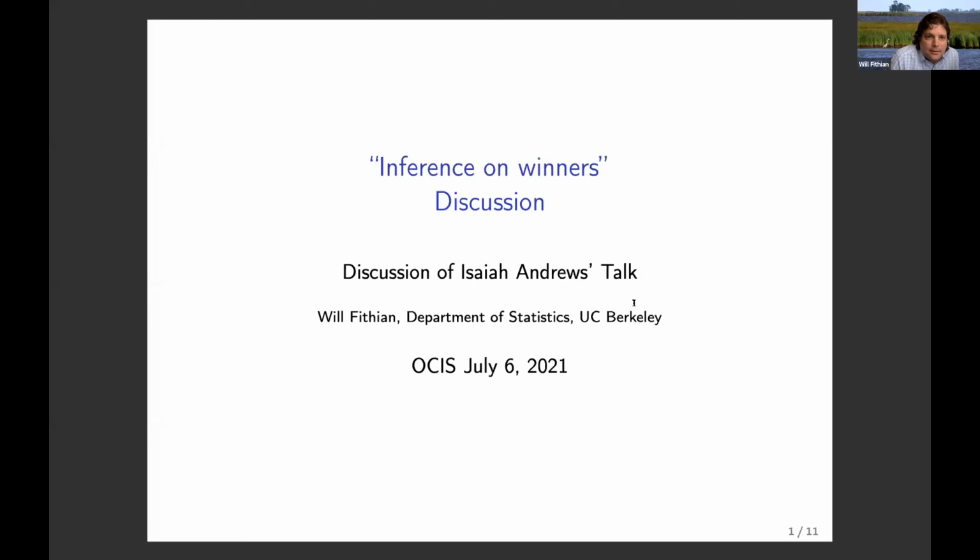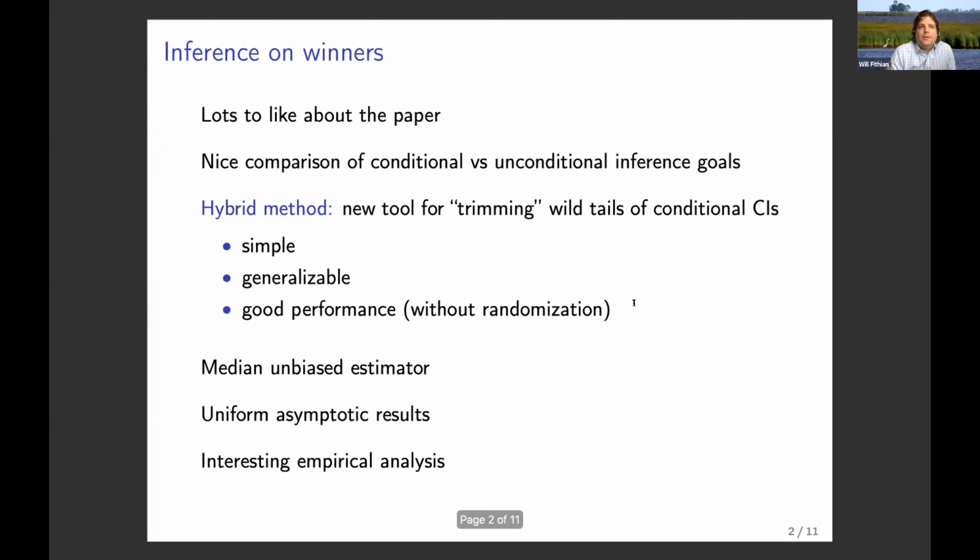So I'm Will Fithian. There's a lot to like about the paper and the talk. I really enjoyed reading it. One thing I think sometimes we don't spend enough time talking about in statistics is the difference between these different goals. And I really like the discussion of conditional versus unconditional inference goals, although I'm not sure that it left me any less confused about which I should use. I don't mean that as an insult. I'm not sure that it's possible to make me less confused.